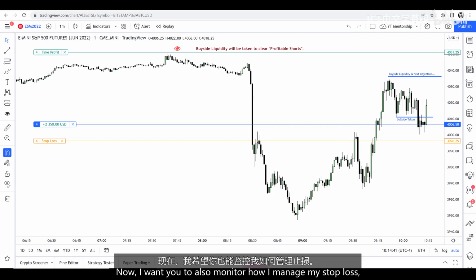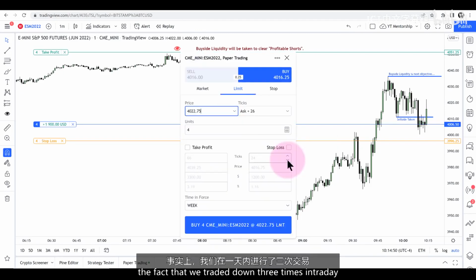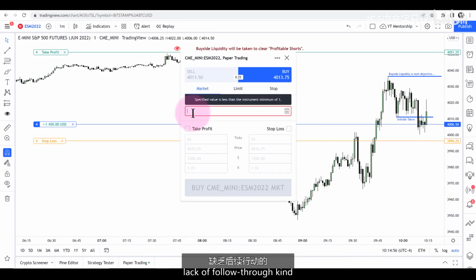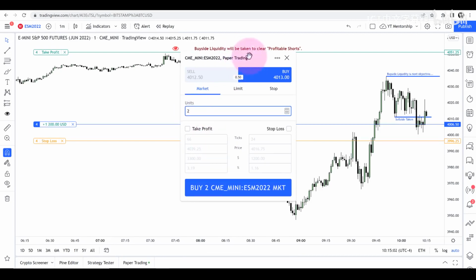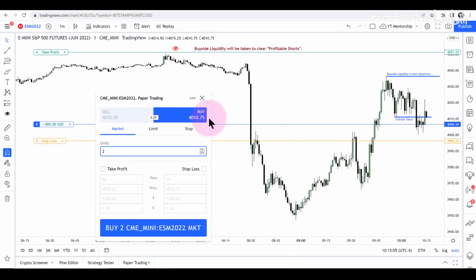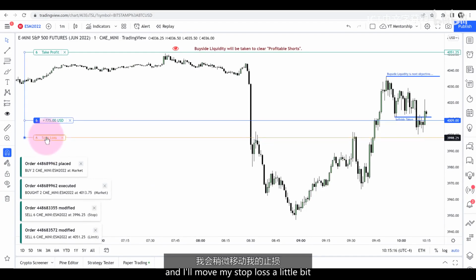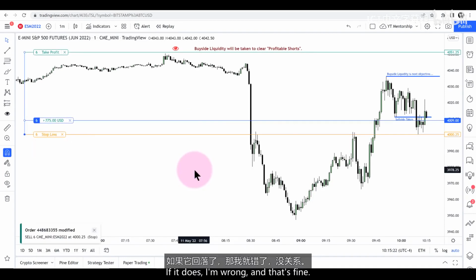Now I want you to also monitor how I manage my stop loss. Even though I'm trading against the daily bias, the fact that we traded down 3 times intraday and took out yesterday's low, that lack of follow through bolsters my view. I'm going to add 2 more here, trading onto the order block. So now I have 6 contracts long, and I'll move my stop loss just a little bit underneath that low right there. It should not trade back down into that. If it does, I'm wrong, and that's fine.